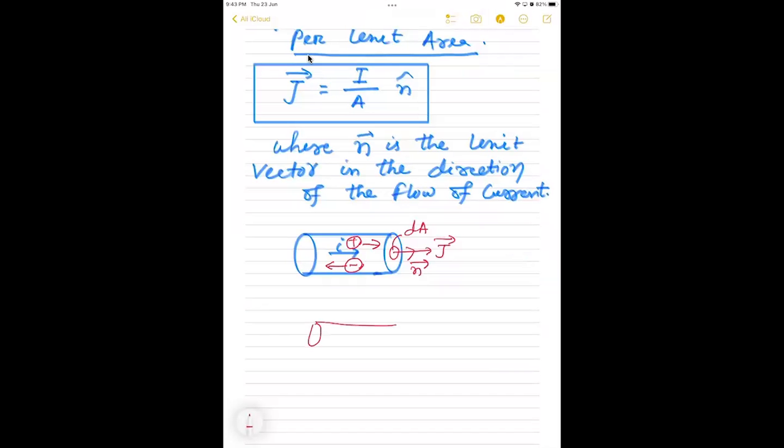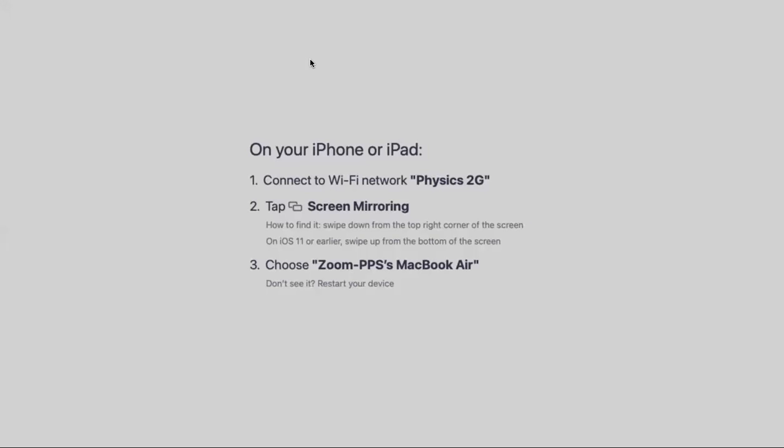But here let's do one thing: I cut the conductor like this. But actually the current is flowing in this direction, while the area vector is in this direction, making an angle theta. Current is a scalar, but current density and area are vectors. Multiplying two vectors to get a scalar, you have to take the scalar product.